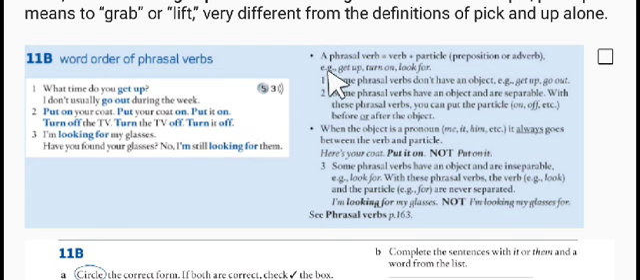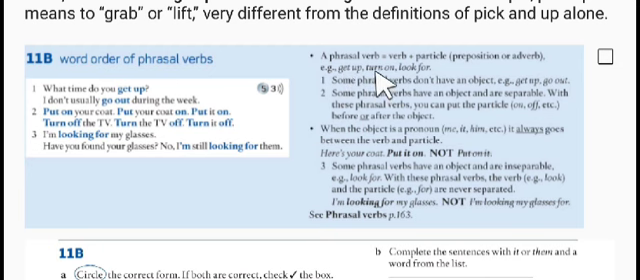Okay, a phrasal verb, as I told you earlier, is a verb plus a particle. That particle may be a preposition or an adverb. In a broad definition, these can be other words as well. For example, get up. Get up. These are two words. Turn on.